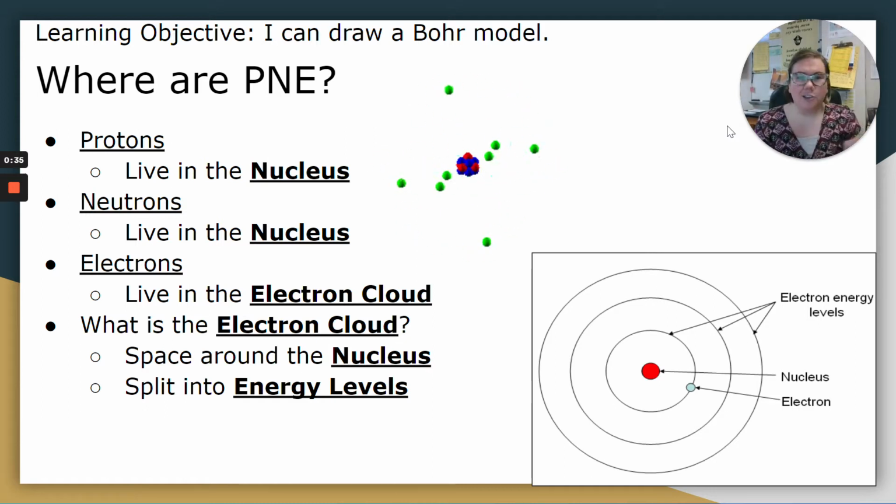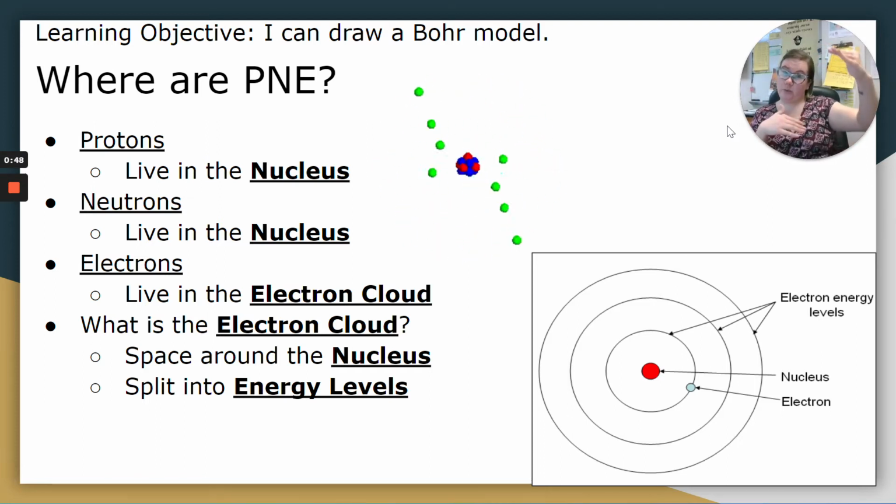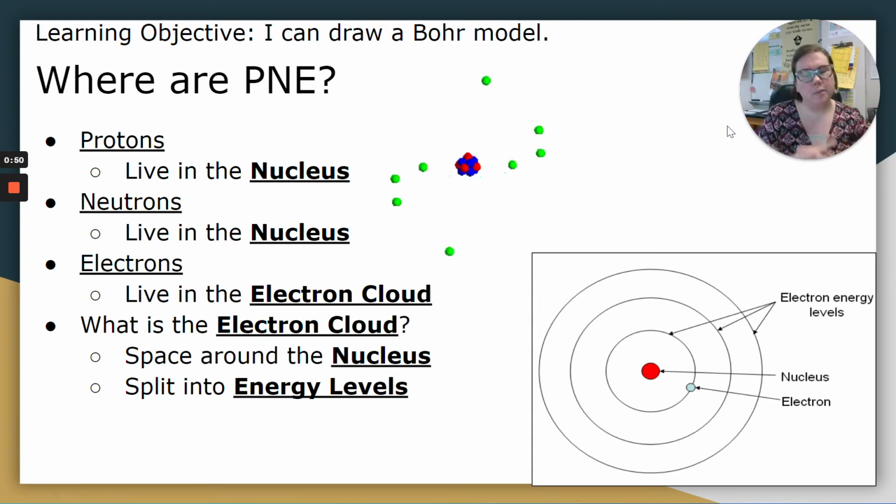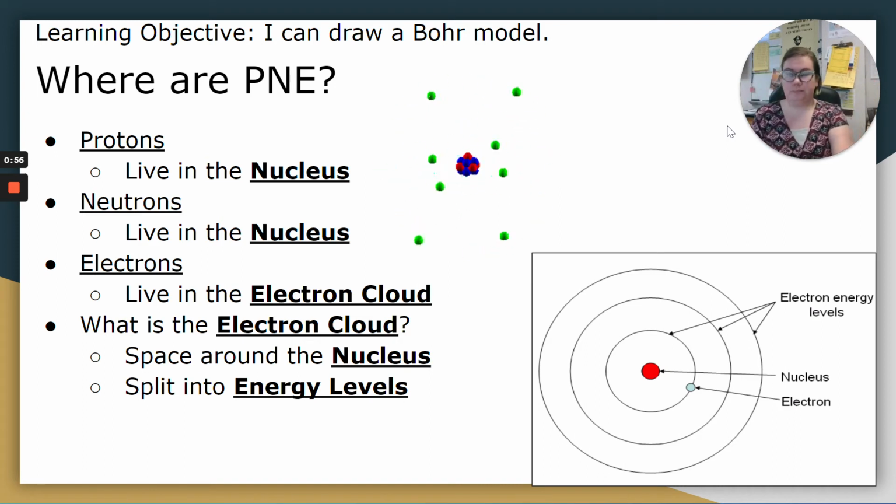What is the electron cloud? Well, it's this space around the nucleus, basically. And we split it into energy levels. Basically, electrons have or need different amounts of energy to be at these different places. And we'll talk a little bit about atom stability later, so that'll make some more sense of why. But just know for right now, they need to be in these different levels.